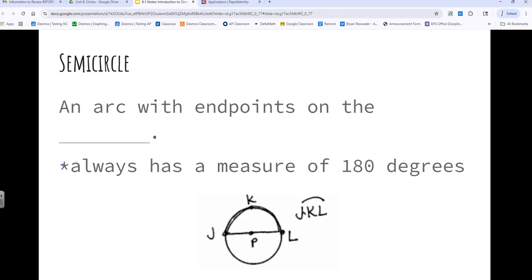And then we can have an arc that is exactly 180 degrees, and we call that a semicircle, right? It has a special name meaning half of the circle. So it's an arc with endpoints on the circle. And it's always going to have a measure of 180 degrees because it's exactly half of the circle. You will also need to name these with three letters, because otherwise we won't know whether it's the top half of the circle or the bottom half of the circle.